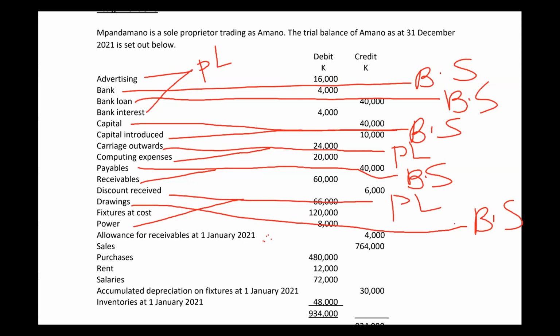Anybody? The brought down allowance for receivables. Okay, so the allowance for receivables is considered, yes, sir. We can hear you. Yeah, it can be considered in the profit and loss, and at the same time, I think, in other incomes. Okay, so this one is considered both in the profit and loss account and in the what? Where do you consider allowance for receivables?